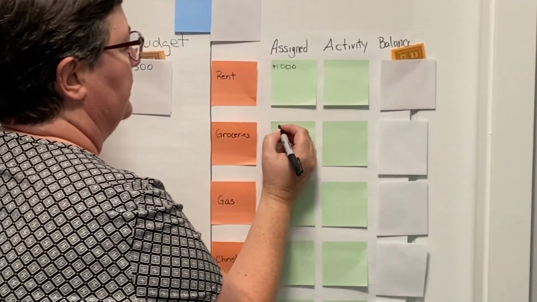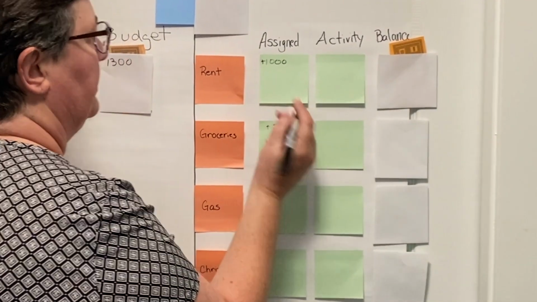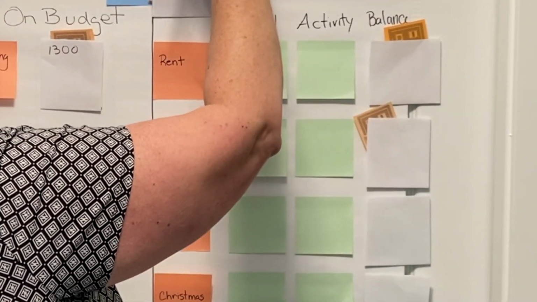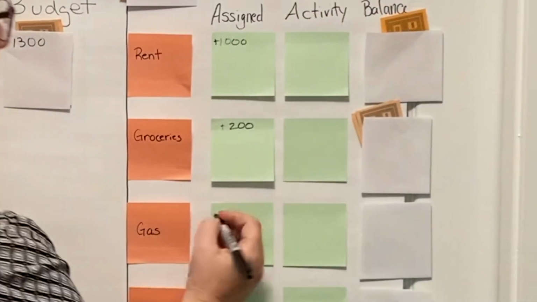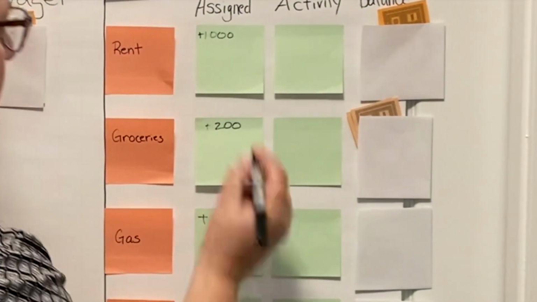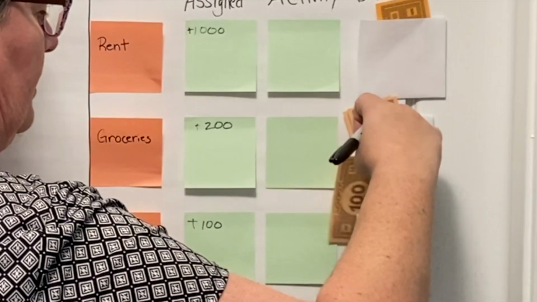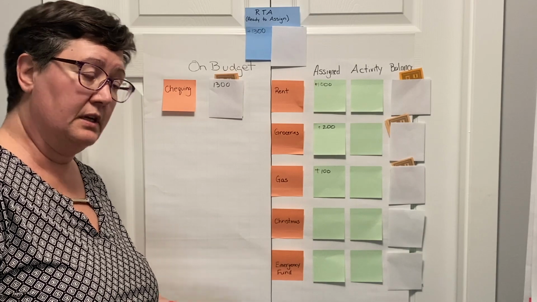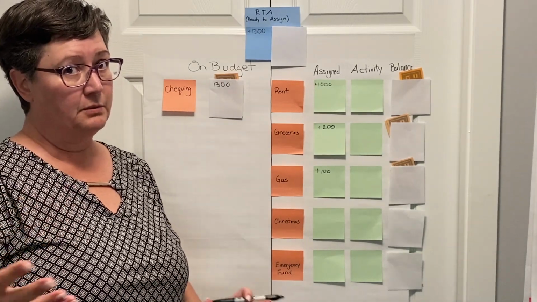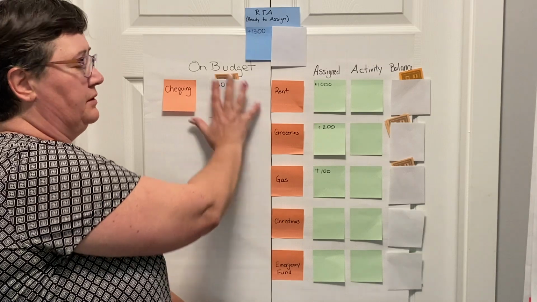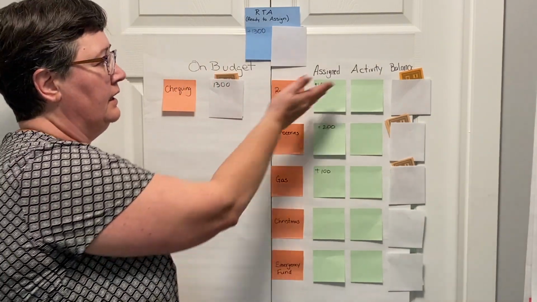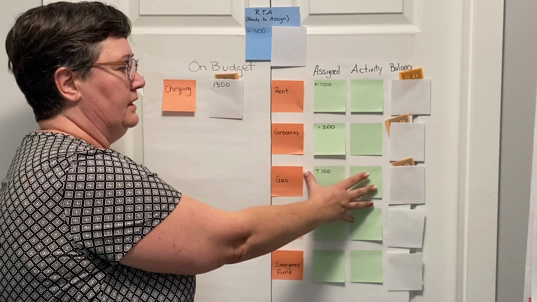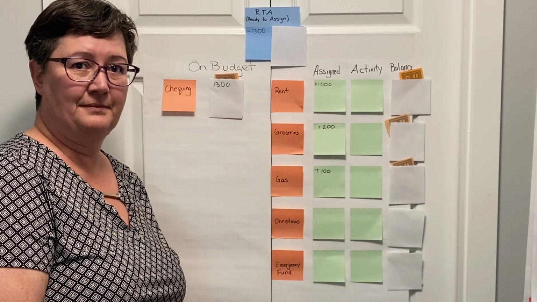And then I'm going to put $200 in my groceries, and I'm going to put $100 in my gas. For my accountants or bookkeepers out there, you can think about this similar to a T account. I have $1,300 on my budget, and I have $1,300 in my categories. So the amount of cash I have is the amount I have for my categories.